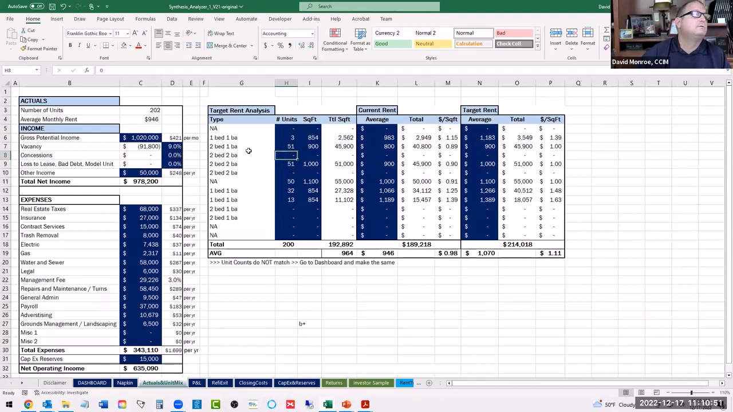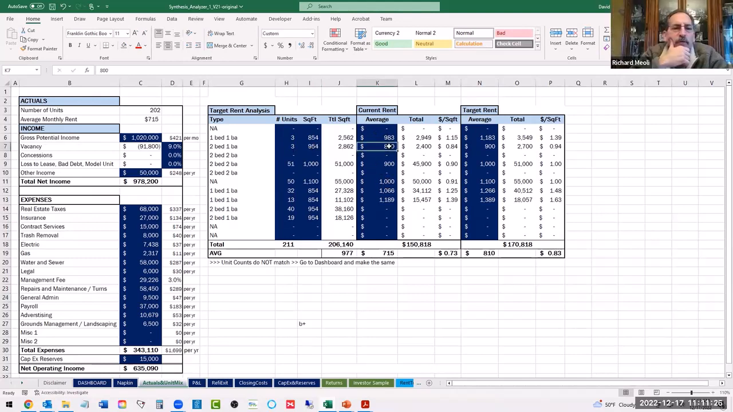Where's my 2 1? Oh, my 2 1s up here. Here we go. 2 1s. There's 3 of those. 40 and 19. And they're all 954 square feet. Okay, and rents on these.